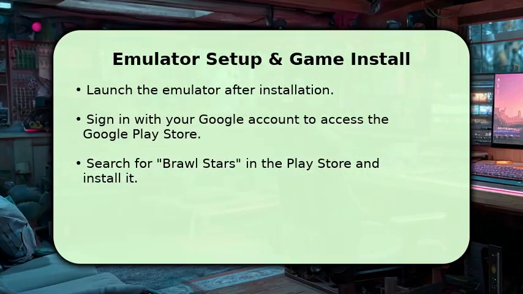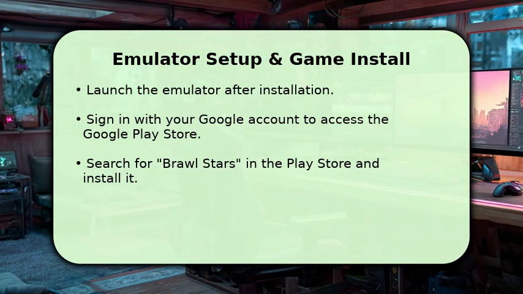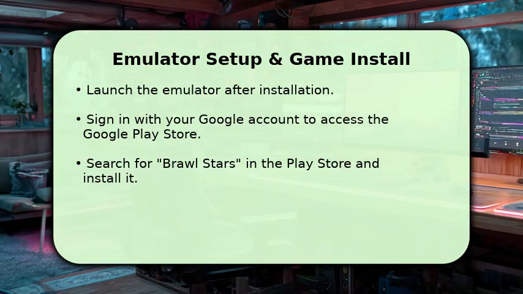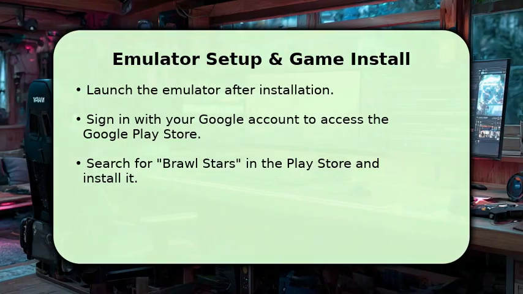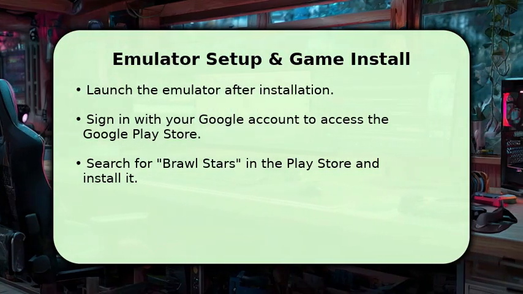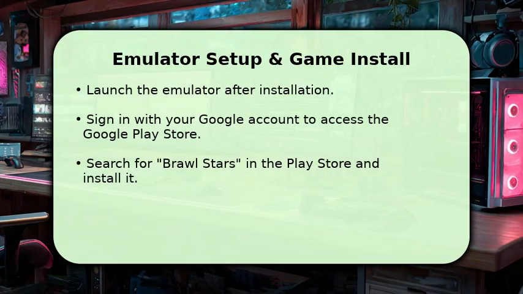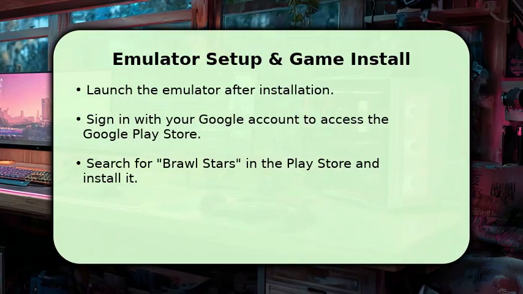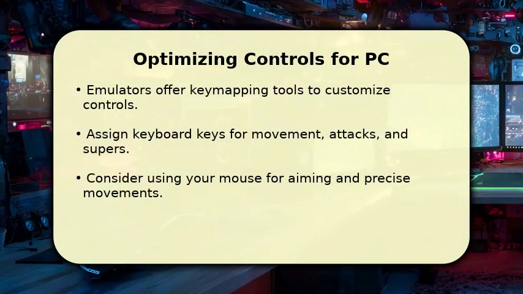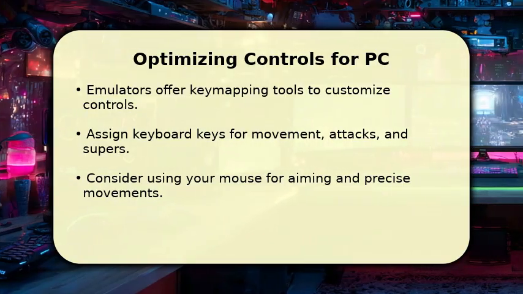You'll be prompted to sign in with your Google account, which is essential for accessing the Google Play Store. After signing in, navigate to the Play Store within the emulator. Use the search bar to find Brawl Stars and then click Install. The game will download and install just as it would on a mobile device, typically taking a few moments depending on your internet speed.